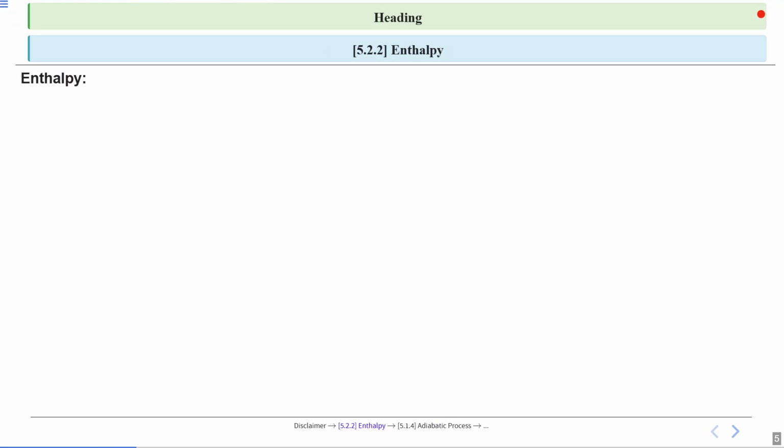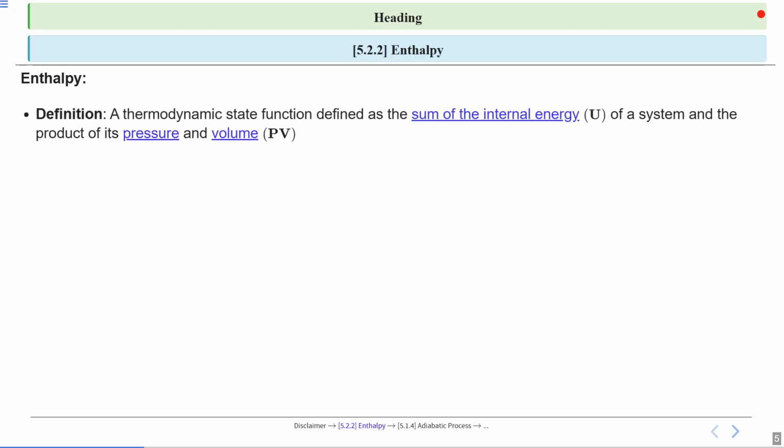Now, starting from the first thing, which is enthalpy. It's a very simple and a very useful state function. Okay, so it is simply the sum of internal energy and the product of the pressure and the volume. How we can write it mathematically? So mathematically we can write it as H is equals to U plus PV. Now this is the equation for enthalpy, but we are interested in change of enthalpy.